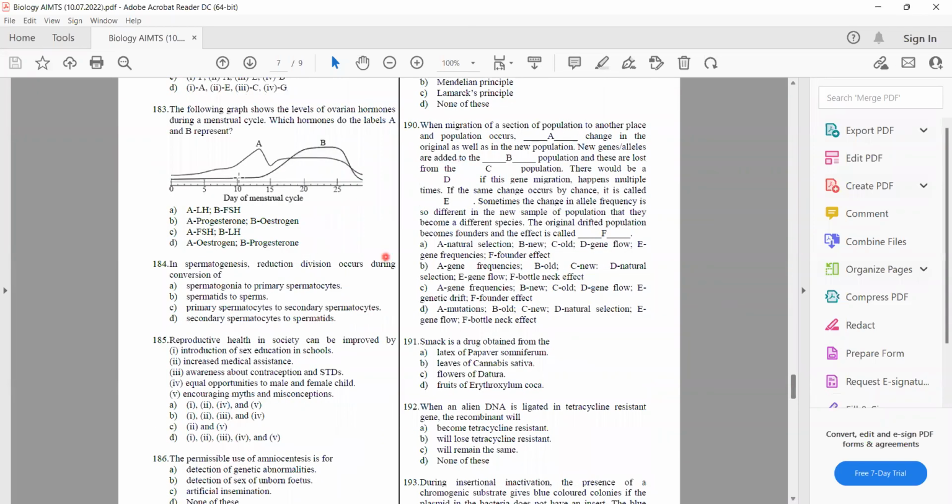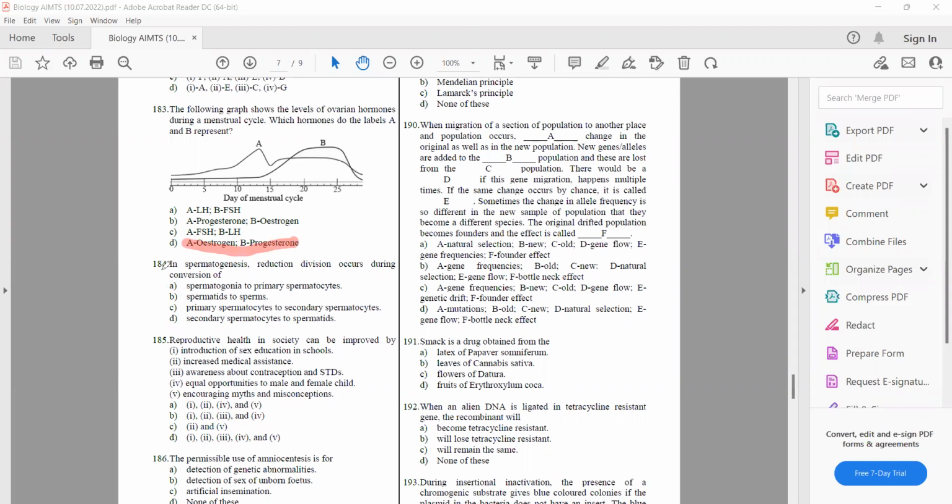183. This is from the menstrual cycle. They have given you the representation of two hormones, and we are supposed to identify those two hormones. The hormone which increases after ovulation is progesterone. So A must be estrogen and B must be progesterone.